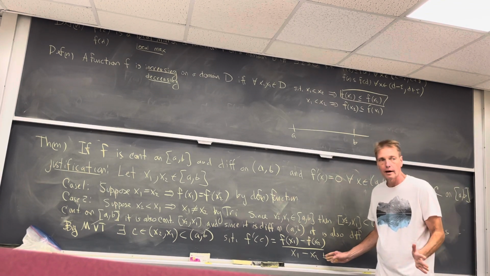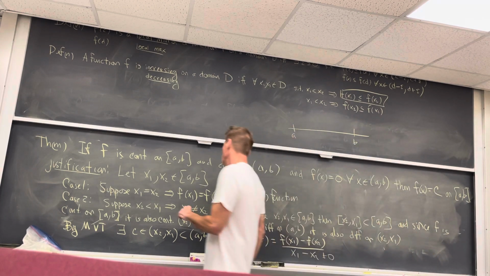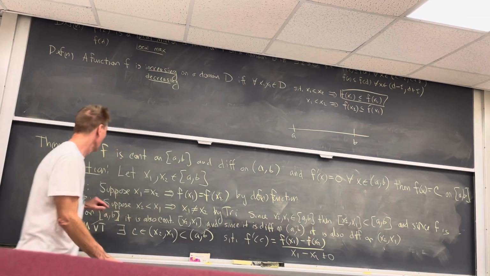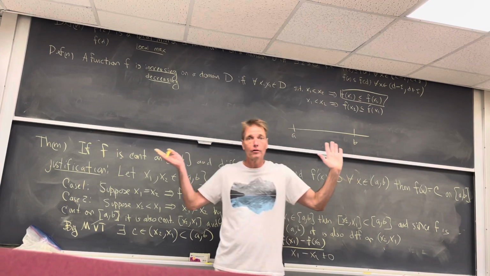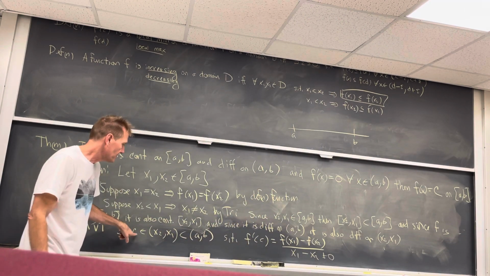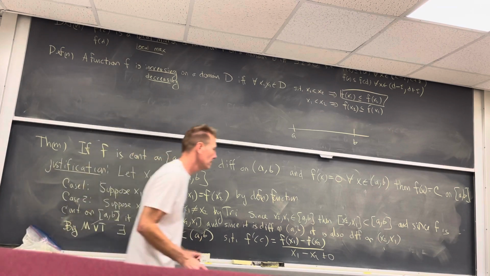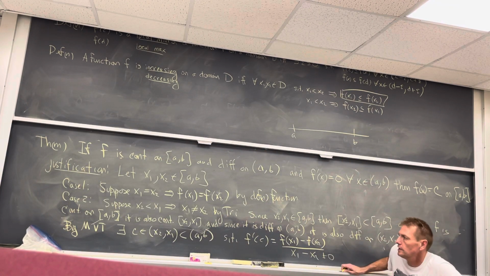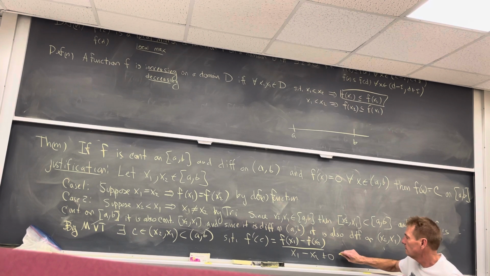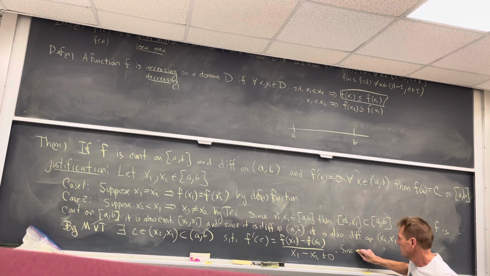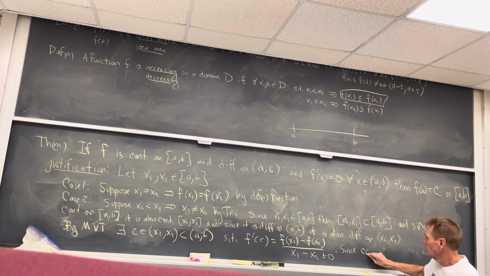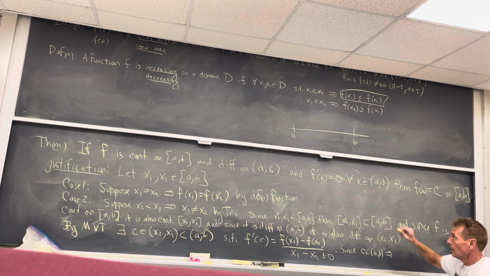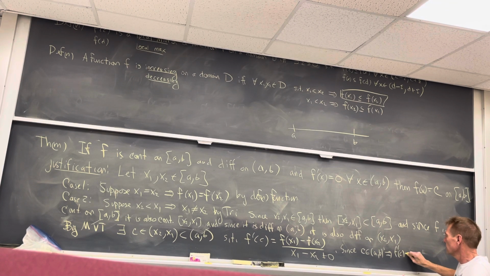Okay, so I know the denominator is not 0, but what was I given? I was given that the derivative is always equal to 0 for every x in the open interval AB. But C is in the open interval AB because it's in between x2 and x1. Since C is an element of the open interval AB, this implies, by my given, that f prime of C is equal to 0.